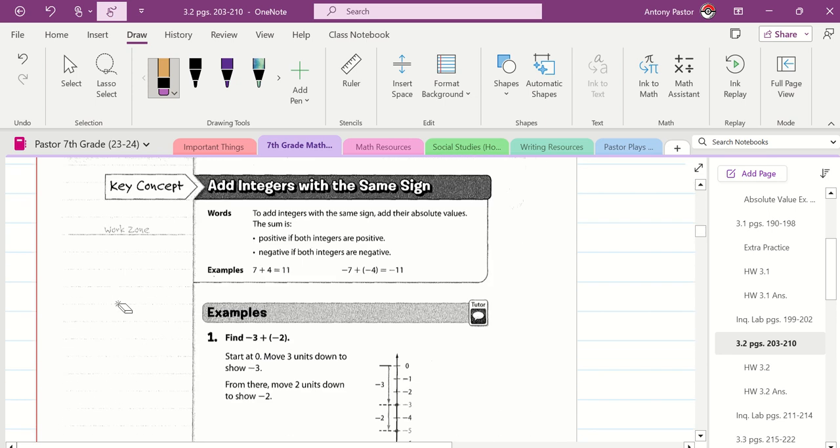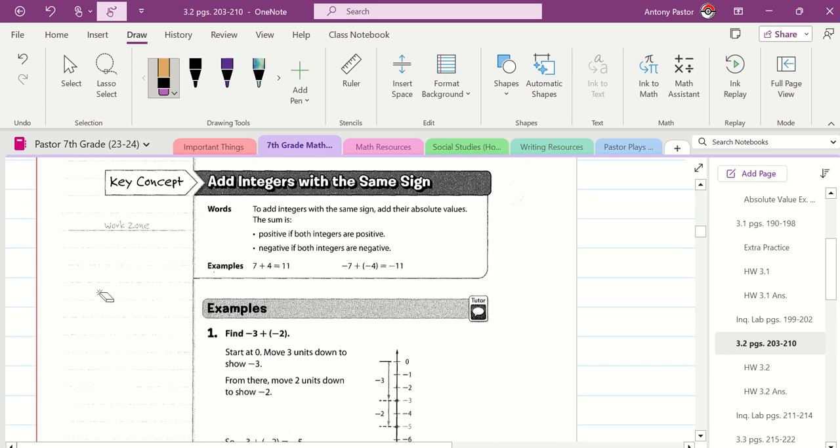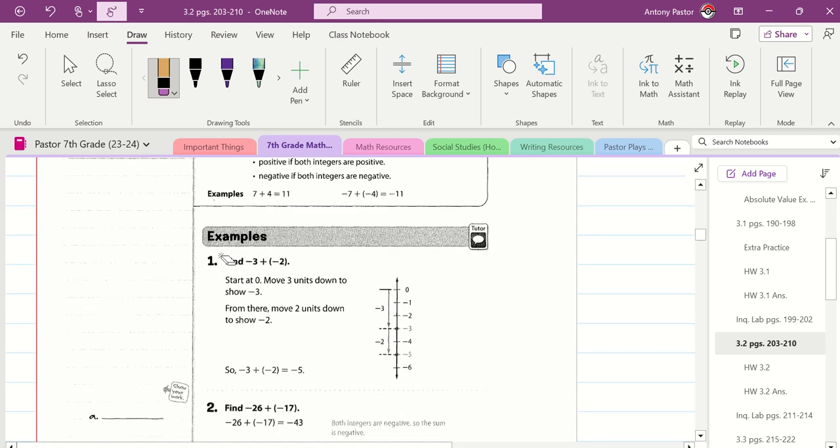So let's get into our examples today. Add integers with the same sign. We've talked about this. When we're adding two positives, the answer will be positive. When we're adding both negatives, the answer will be negative. Examples of this are negative 3 plus negative 2. We had already started at negative 3. Going down 2 more would give us negative 5.